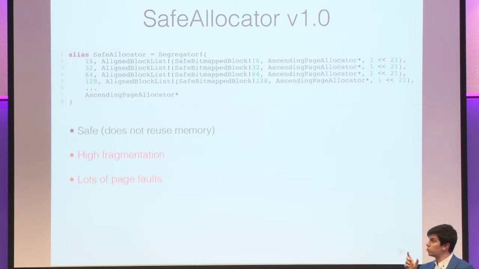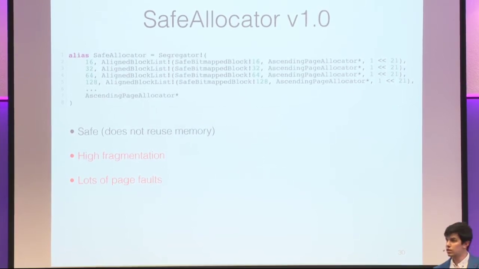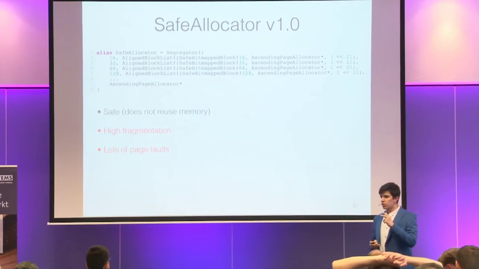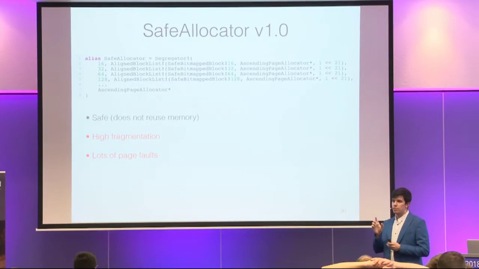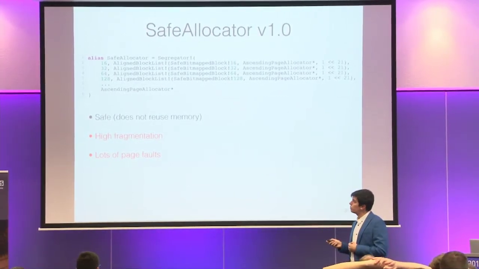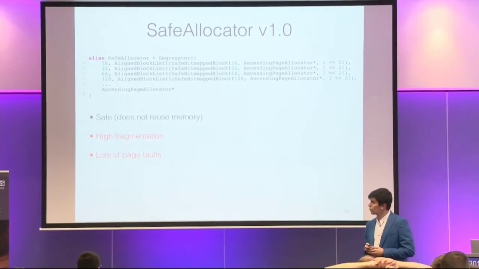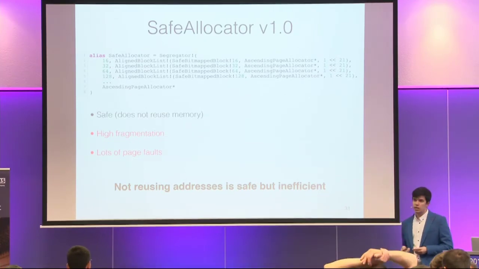Also, because we're always ascending, increasing addresses, it's very likely that we'll have a lot of page faults. And page faults are very slow. In some benchmarks that I conducted, for small allocations and for very large allocations, the performance was very close to malloc, for instance. But if we have medium-sized allocations, then it's more likely to have page faults, therefore being slower. Okay. So not reusing memory is safe, but a bit inefficient.